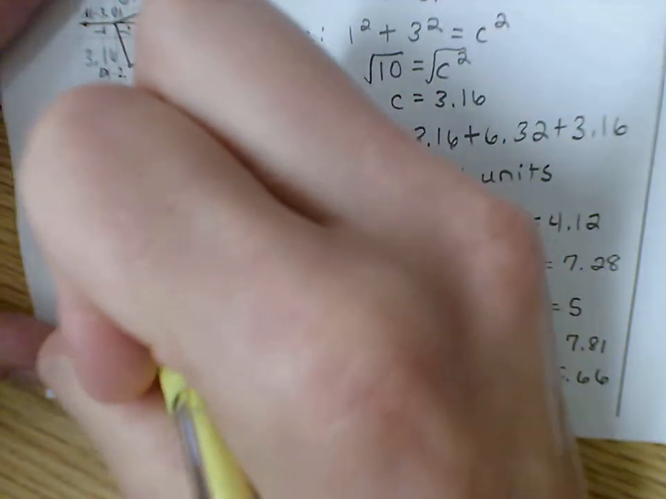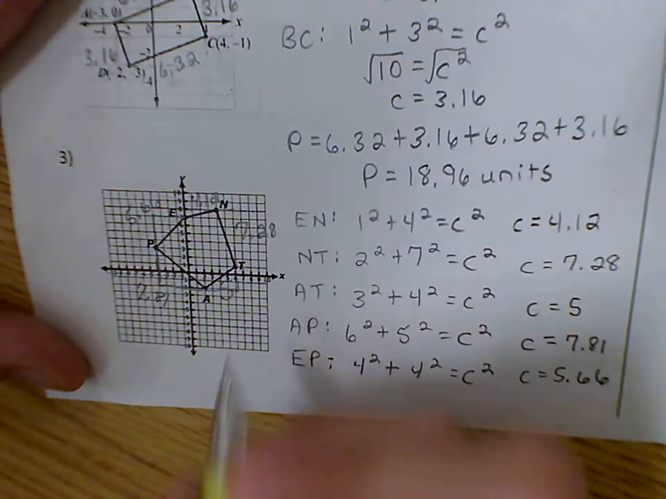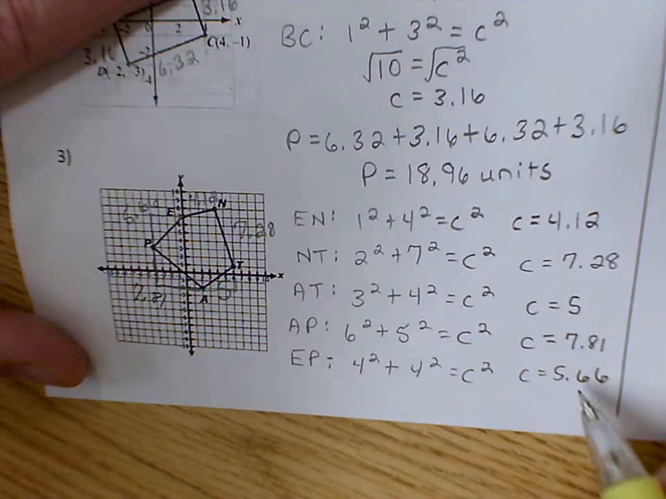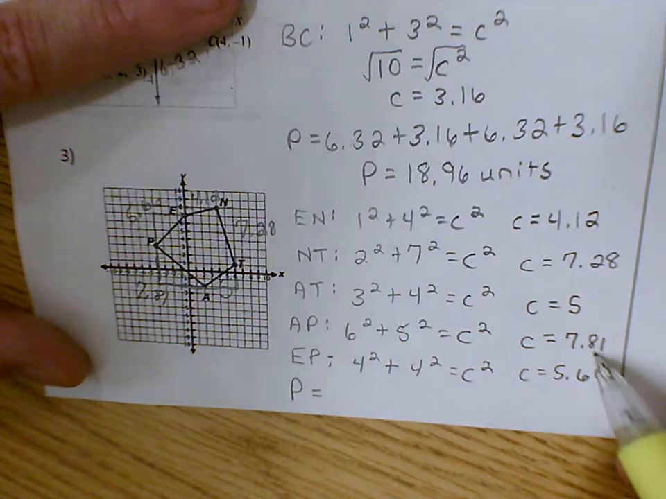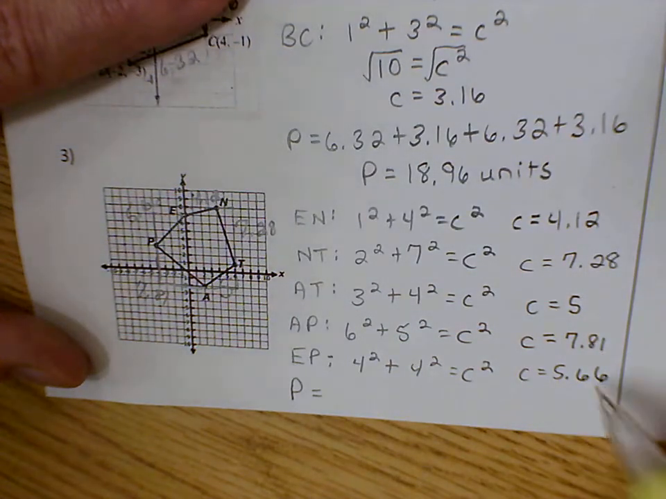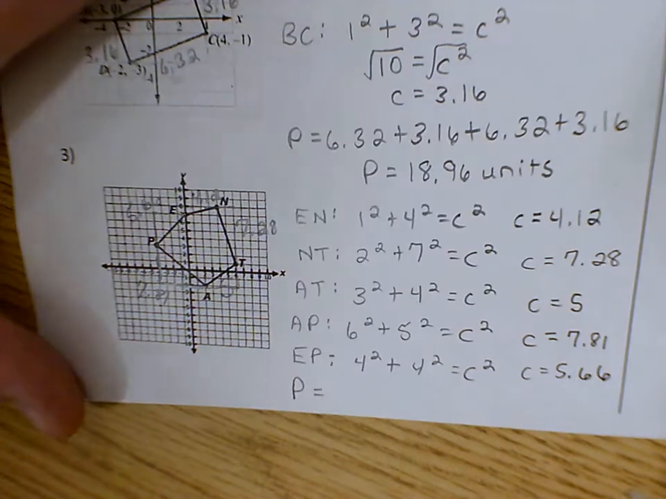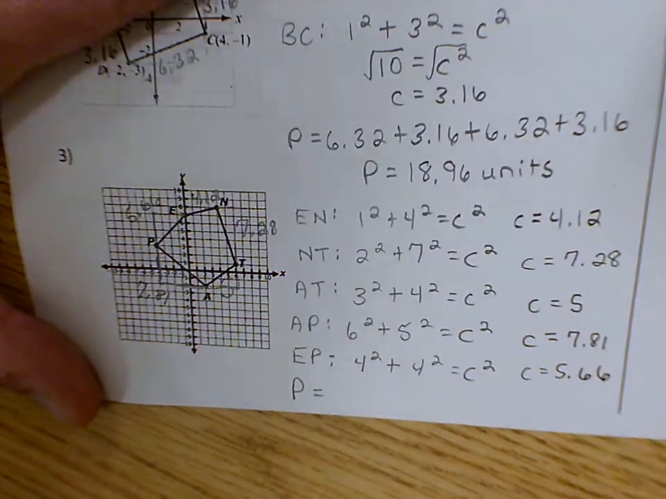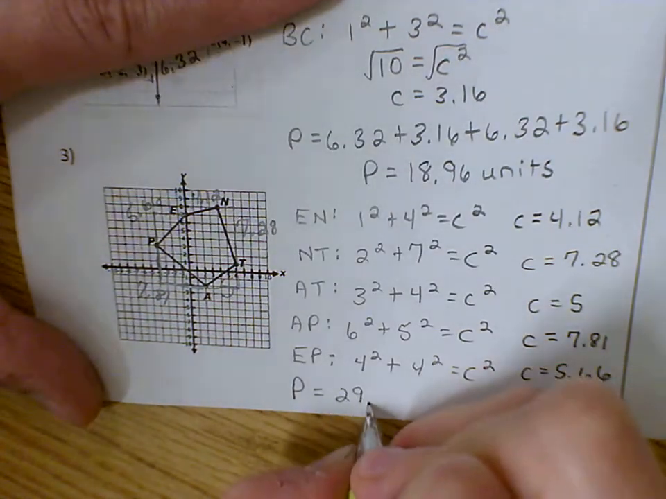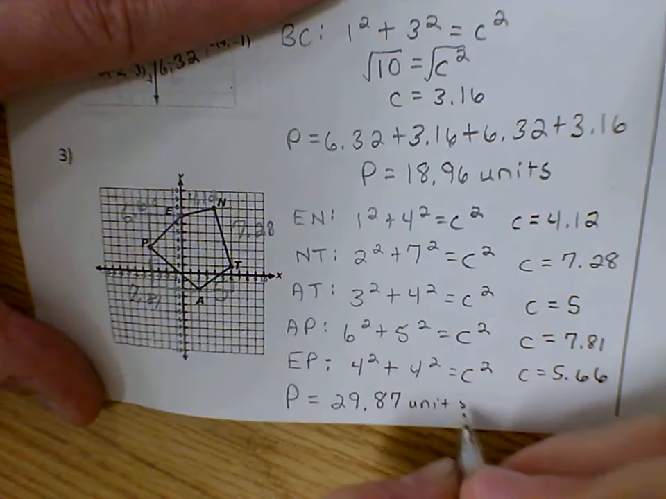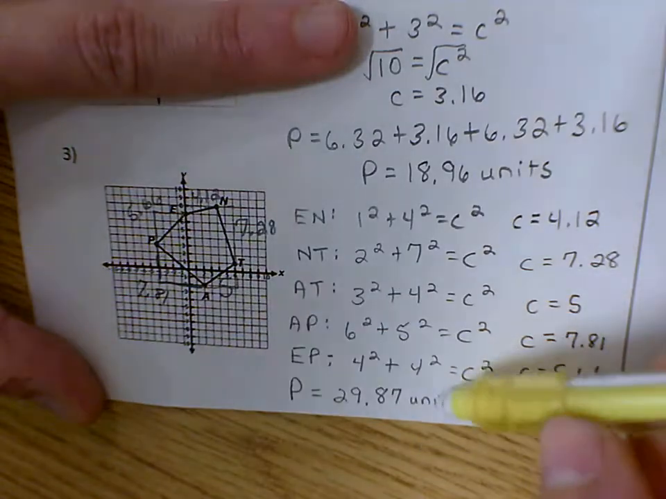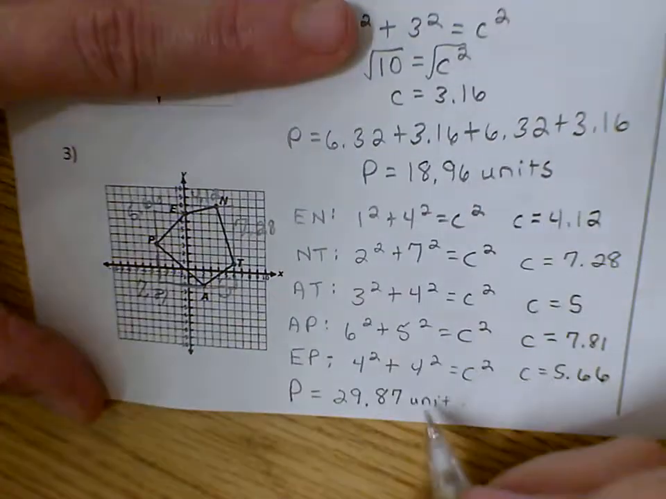So if it's harder to write your answers down, then you could just write them to the side. Just make sure you don't miss a side. And then you could just add them up that way. So if I add them up, it'd be all of these added up. And so for that one, just making sure that I've typed them all in, I got 29.87 units. So that would be the perimeter of that one.